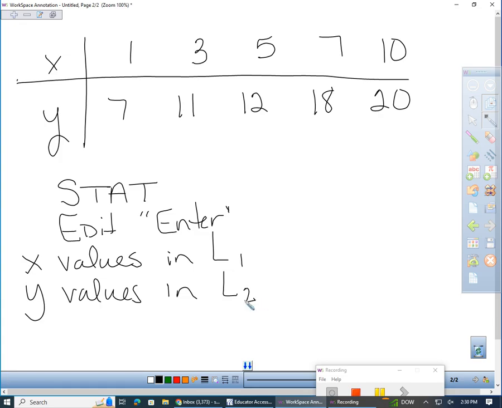Okay, hold on. I'm going to tell you, along with me, this is how you get rid of the numbers in the column. Go up and highlight your L1 or L2. Hit clear and enter. Do not hit delete. Clear and enter. Now all of your lists should be empty, and we can put all of our x's in list 1, all of our y's in list 2. Okay? So start by doing that. Oh, wait, you said list y?